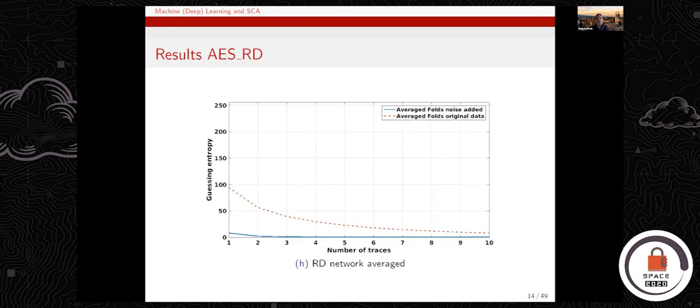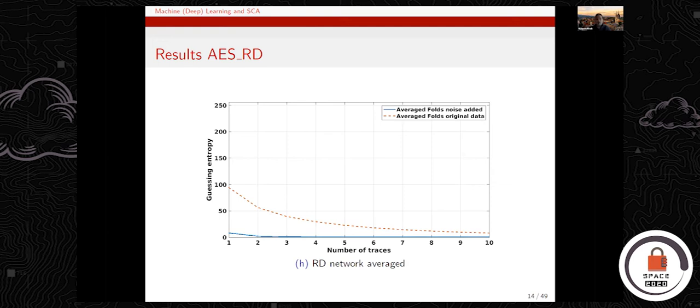But even if we go for something that we would intuitively think is more difficult because it has a countermeasure like ASRD, that dataset has a random delay countermeasure as introduced in a CHES 2009 paper, we can see that we can easily break it. Not just easily, but crazy easily. You can see here that we need only two measurements to break a dataset protected with a countermeasure.